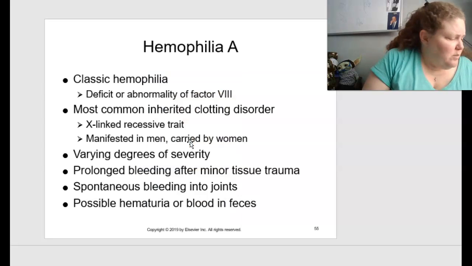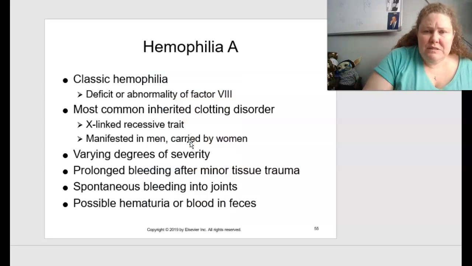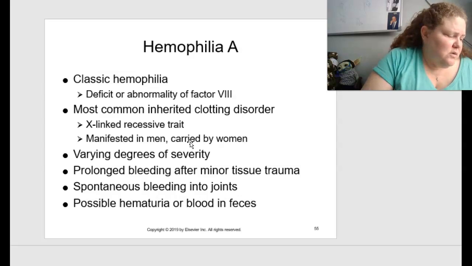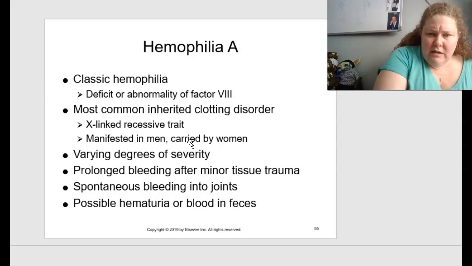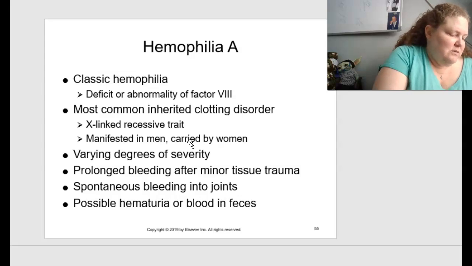All right, so what about hemophilia A? This is on page 209. This is known as classic hemophilia. It's a deficit or abnormality of clotting factor 8. This is shown in figure 10.9 if you go back to it. It's the most common inherited clotting disorder. 90% of hemophiliac patients have type A.